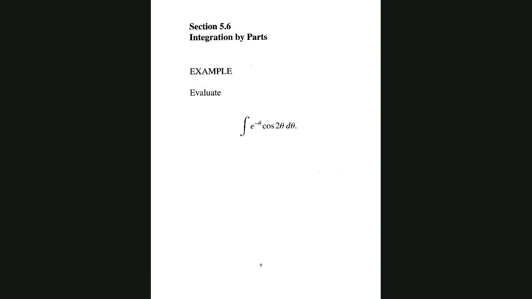We want the antiderivative of e to the negative theta times the cosine of 2 theta d theta. Now this is an interesting problem. You have a sinusoidal function multiplied by an exponentially decaying function. So it's what's called a dampening, and you'll see that in your physics classes. But let you copy it down.